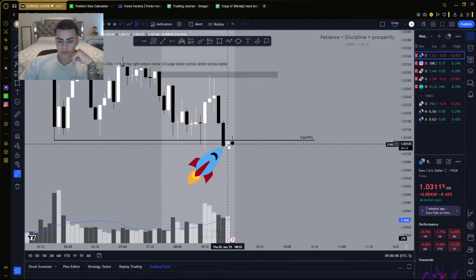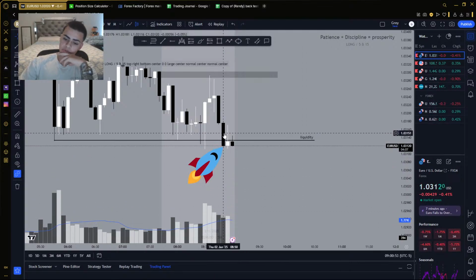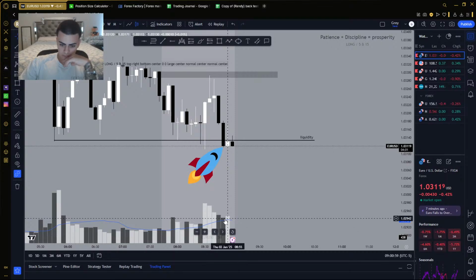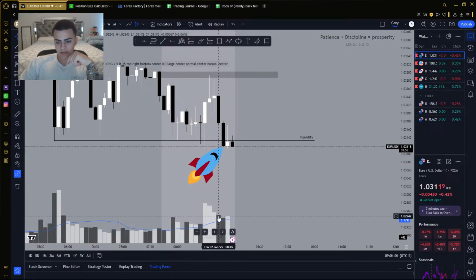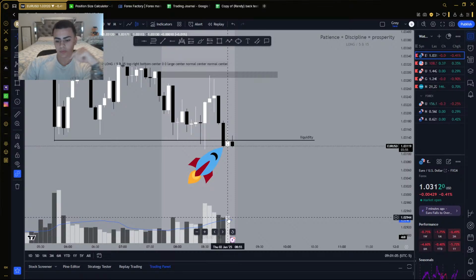So this white candle closed with more volume than the black one, which is pretty interesting. So it seems like the black, the bearish candles, have been losing volume, while the white has been gaining.